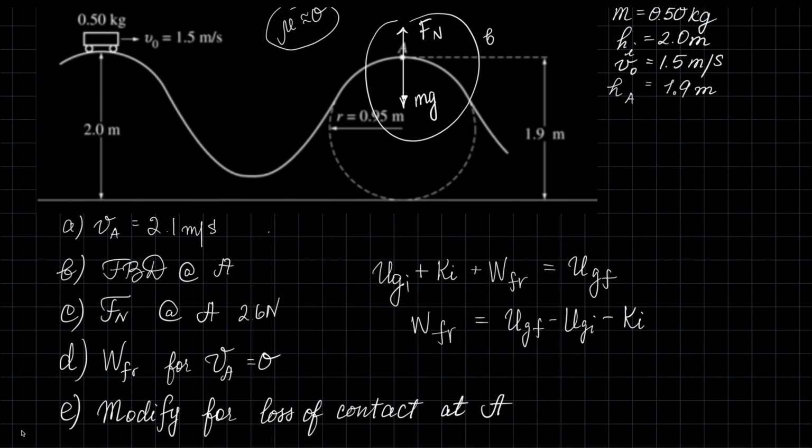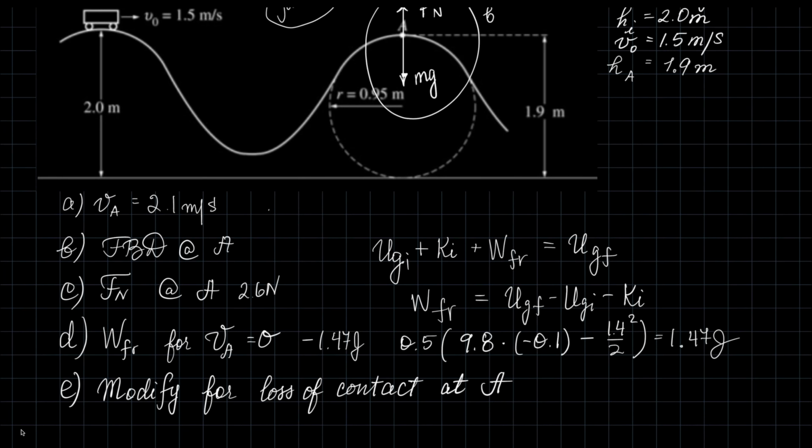Or you can do it even easier. What is it that we're missing at point A? We're just missing kinetic energy. How much kinetic energy would we have at point A? mv squared over 2, and v squared is this one. So we could just do 0.5 times 2.1 squared over 2, and that is the amount of energy missing. That means that is the amount of work done by the force of friction, 1.1 joules.